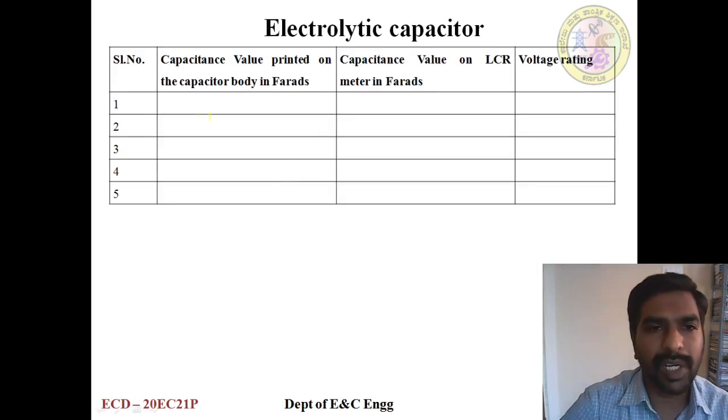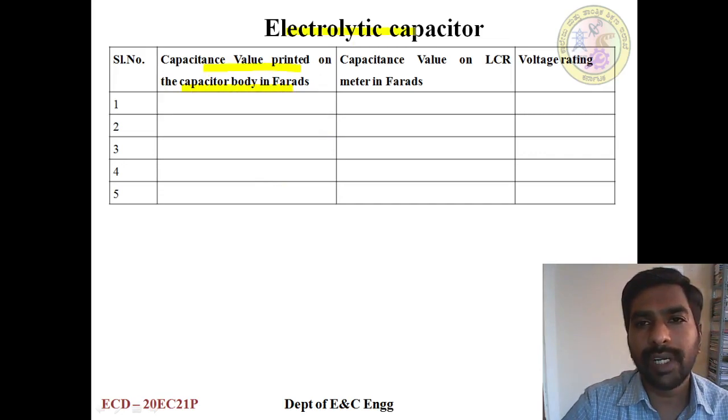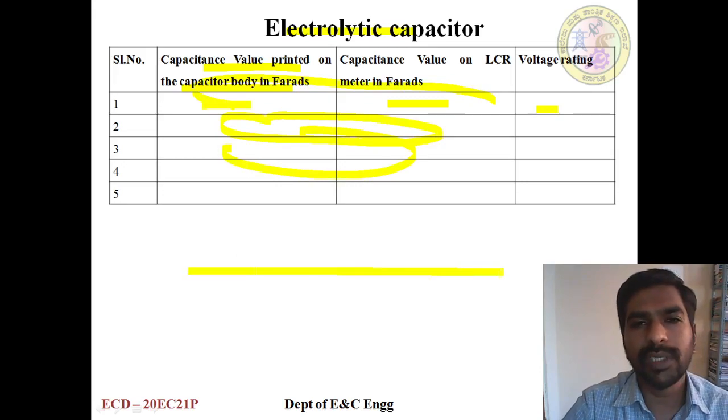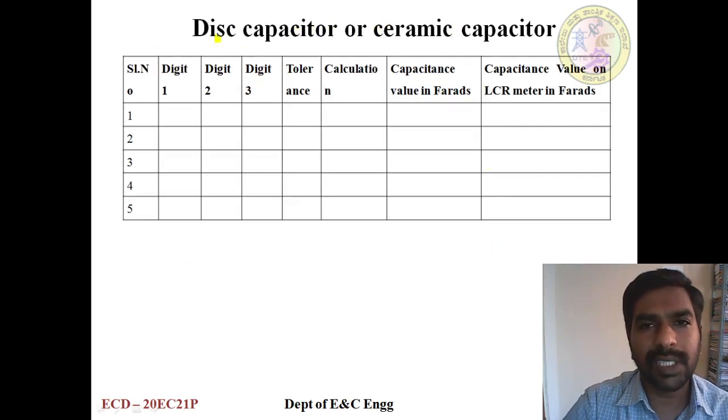So this is a simple table. The capacitance value printed on the capacitor body in microfarad for the electrolytic capacitor, you have to place it here, and with the help of the LCR, whatever value is measured, and what voltage range is mentioned. And finally, with some observation, you have to compare these two, and you have to conclude your result. And there is a disc capacitor or ceramic capacitor.